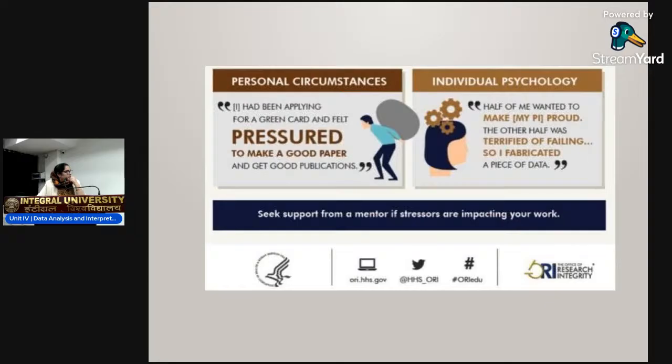Personal circumstances. I had been applying for a green card. Okay, this is in context to United States. So the person had been applying for a green card, which required a lot of good high-profile papers. So that is why the person was pressured to perform misconduct, right?